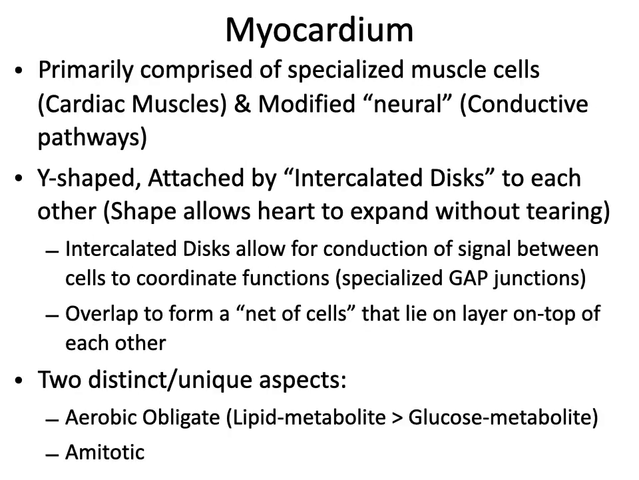So the myocardium itself is going to be predominantly made up of cardiac muscle, but we're also going to have modified tissue, which is referred to as the conductive pathways. Most of the myocardium, in terms of cardiac muscle, is going to be Y-shaped muscle that is connected via intercalated discs. The intercalated discs are simply specialized gap junctions.